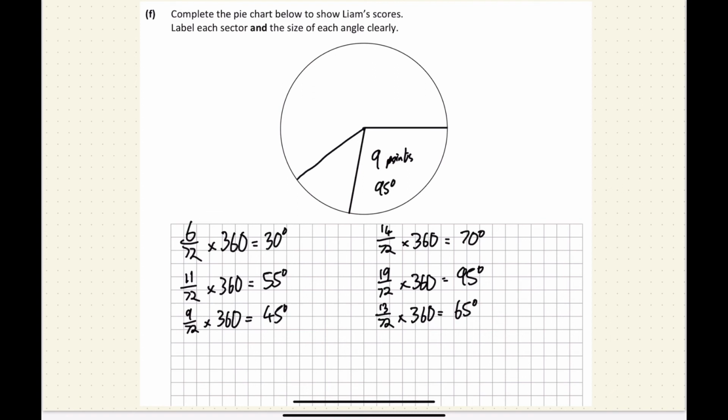45, 55 might be roughly there, and then 30 and 75. No, I've completely, no, but you get the idea. Okay, I'll go through that a little bit more accurately, show you how to use your protractors to get that, but that's it. That's the mock exam.